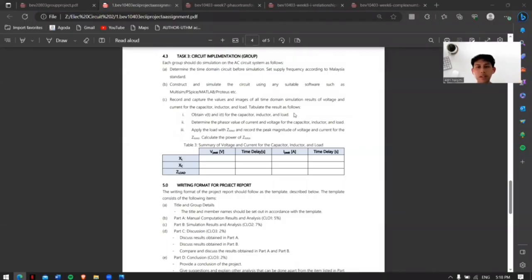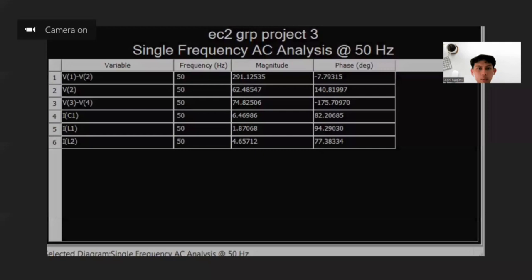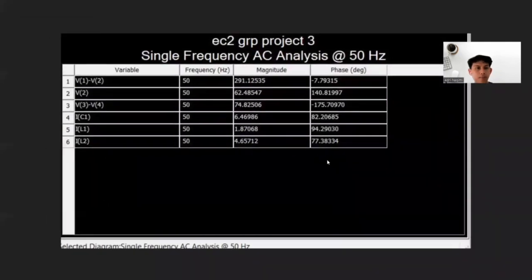Hello, my name is Muhammad Arif Hakimi. I will continue the presentation with our simulation explanation. I will explain the phasor values of current and voltage for the capacitor, inductor, and load. Firstly, we will take a look at the table that we gained from the simulations. Our table consists of variable, frequency, magnitude, and phase.